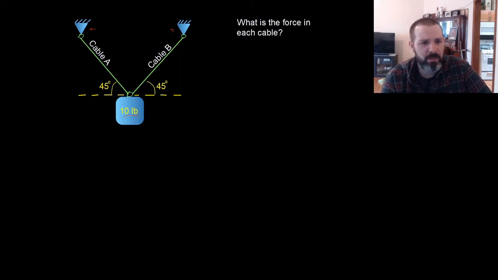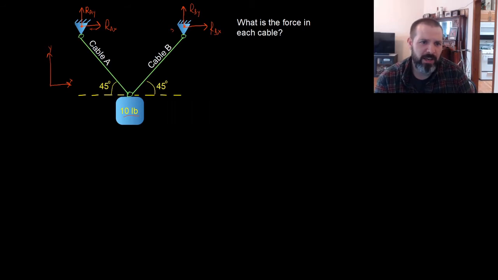Before we start any type of problem, we need to assign a general coordinate system. I'm going to say x to the right, y vertically. Both of these supports are pin supports, so they can resist forces in the y direction and the x direction. I'm going to call these RAY, RAX, RBY, RBX. So R is for reaction, A because we're supporting cable A, Y and X giving us the direction.